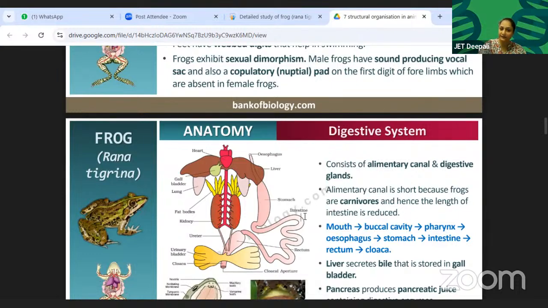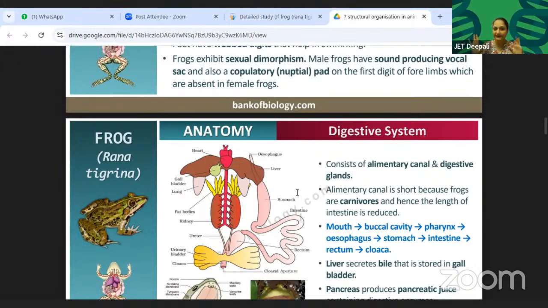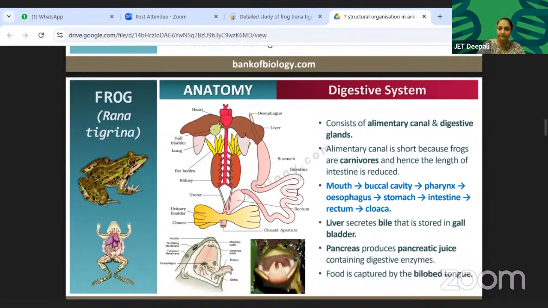This is stomach, this is intestine, and this is rectum, last part of the alimentary canal. Okay, this is heart, gallbladder, lungs, esophagus, liver. Okay, is this diagram clear? Okay, you have to make this diagram and remember this diagram. Do practice. Okay, this is digestive system diagram.